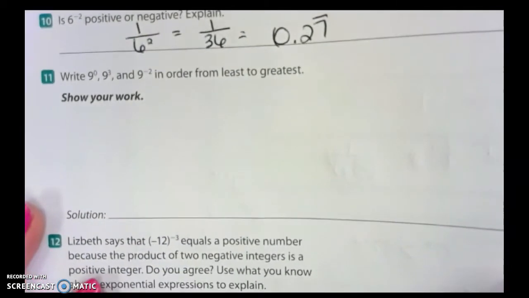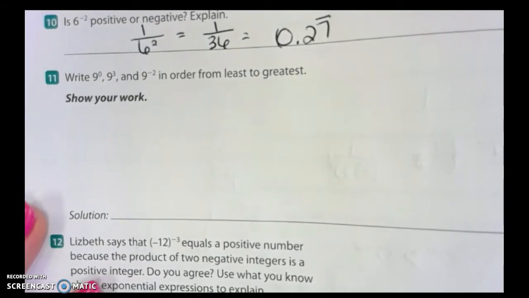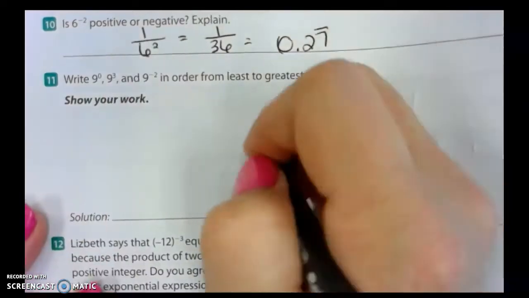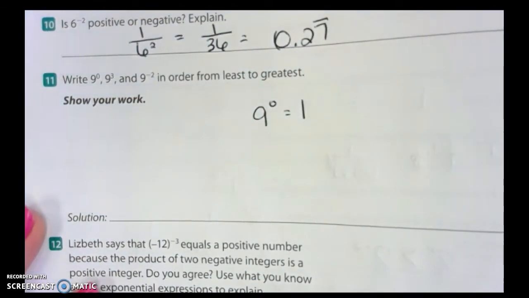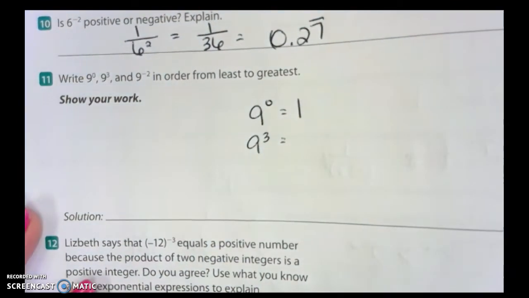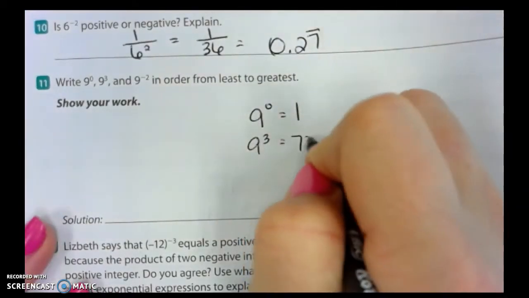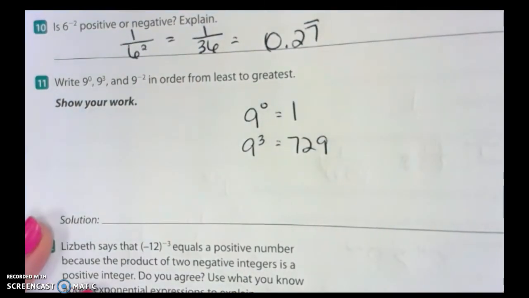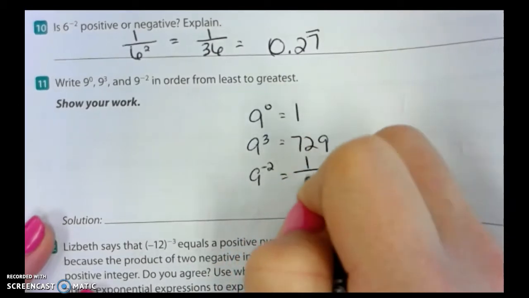Number 11. 9 to the 0, 9 cubed, and 9 to the negative 2. Put those in order from least to greatest. Let's start with the easy one, 9 to the 0. Now, 9 to the 0 equals 1. 9 cubed would be the same as 9 times 9 times 9. 9 times 9 is 81, times 9 is 729. And then 9 to the negative 2 becomes 1 over 81.